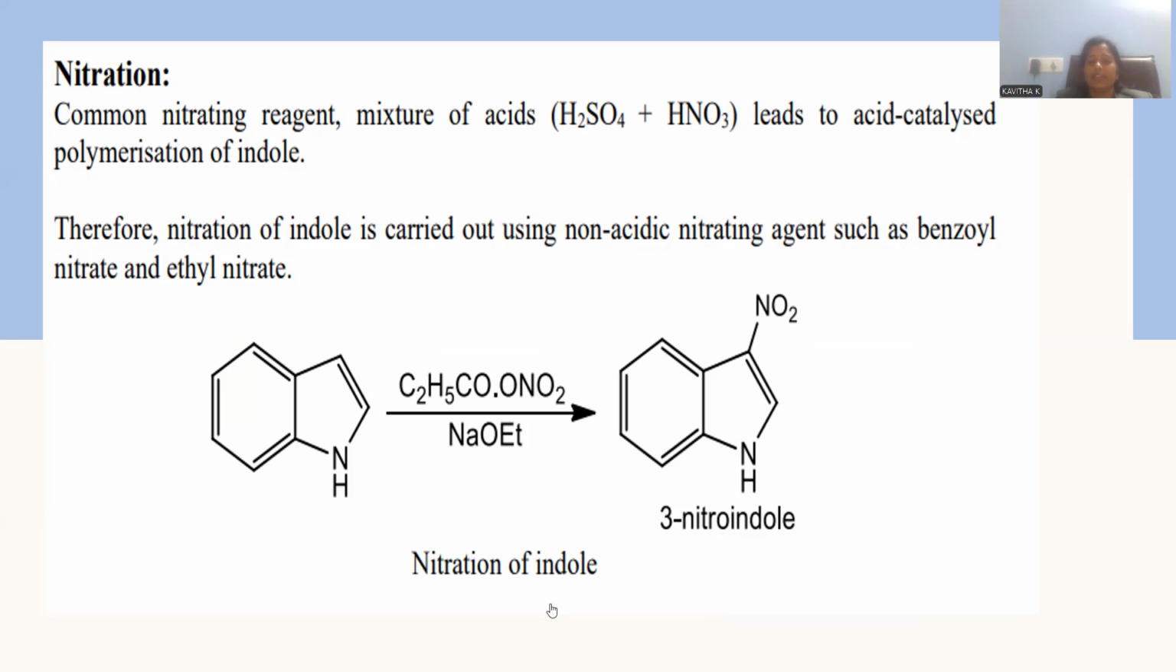I'm treating with any other kind of nitrating agent, C2H5CO-NO2. This is said to be what? Propionyl nitrate will be the reagent, along with sodium ethoxide, a strong base, able to generate the nitronium cation. Again, here the nitration is accomplished at position number 3, 3-nitroindole as the final product, right? So this is the reason to get the nitration.